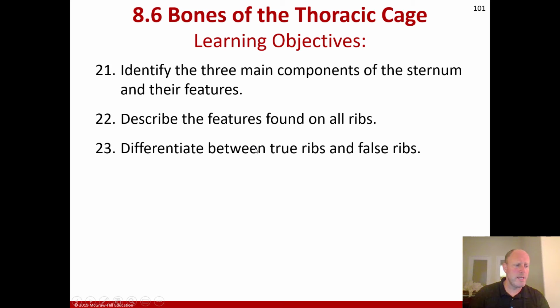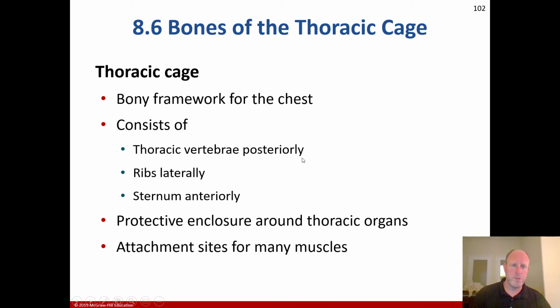For section 8.6, I think it's a short enough section, we'll go ahead and cover it here. Bones of the thoracic cage. You should be able to identify the three main components of the sternum and their features. Describe the features found on all the ribs, and differentiate between the true ribs and the false ribs.